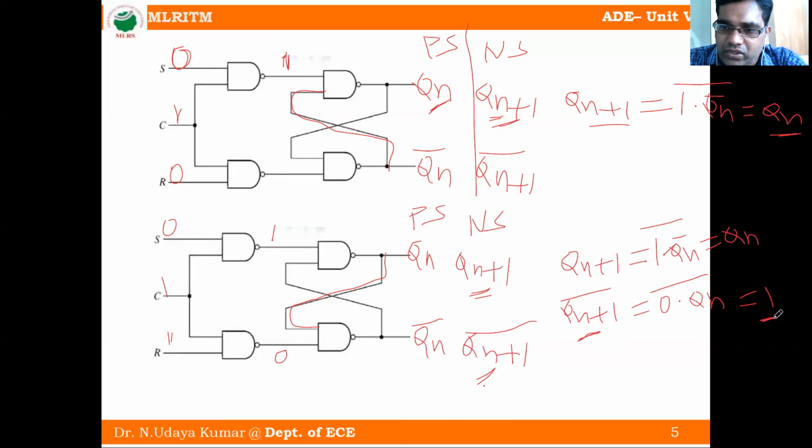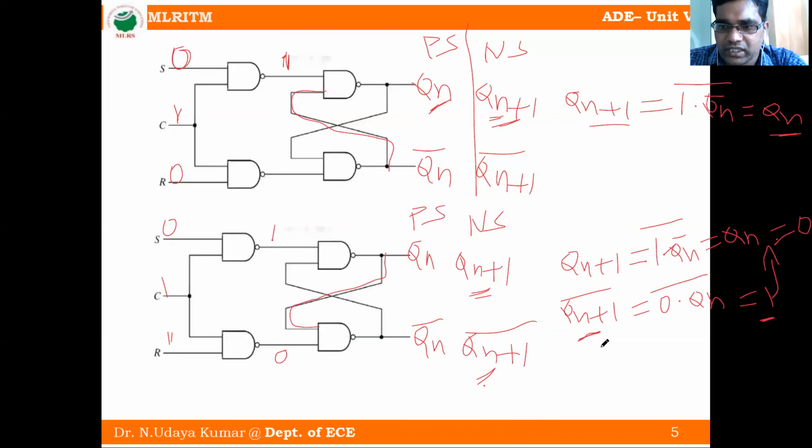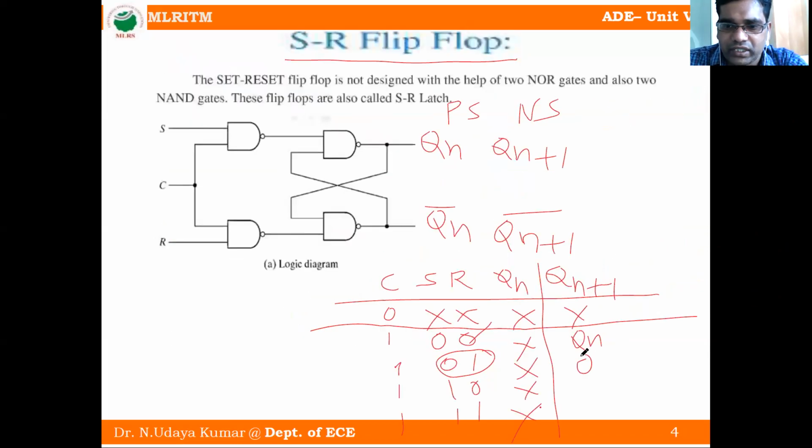Qn plus 1 bar is equal to 1, and since both are complements, definitely Qn plus 1 is 0. Qn plus 1 is the next state and the next state complement is Qn plus 1 whole bar. If Qn plus 1 whole bar is equal to 1, then Qn plus 1 must be equal to 0. Okay. So we got two cases. In the first case we are getting Qn, and in the second case we are getting 0.